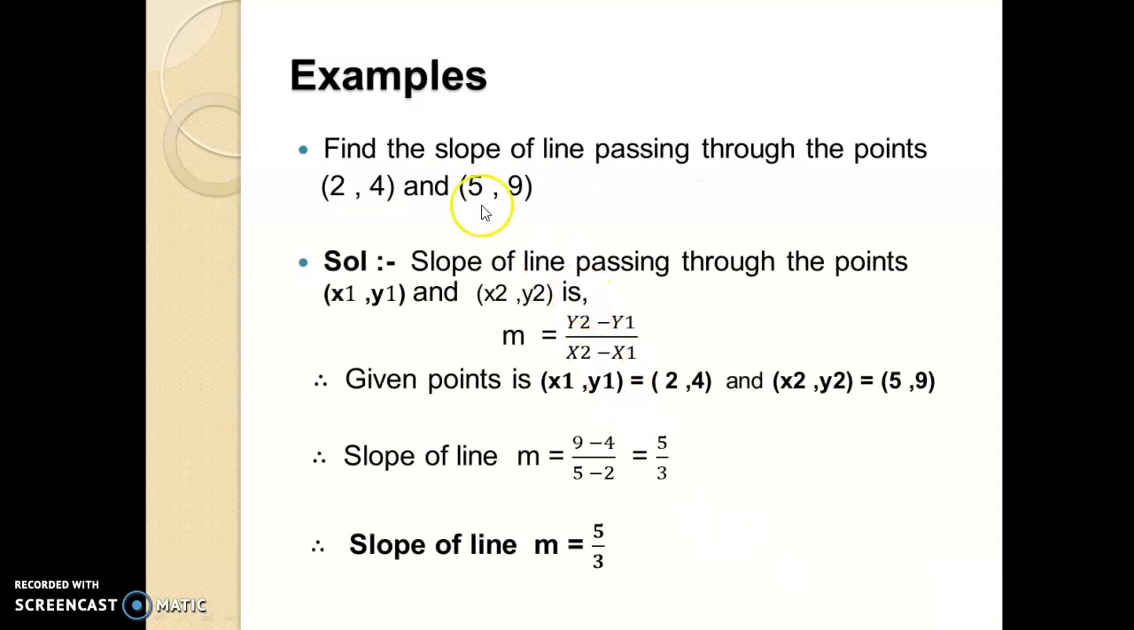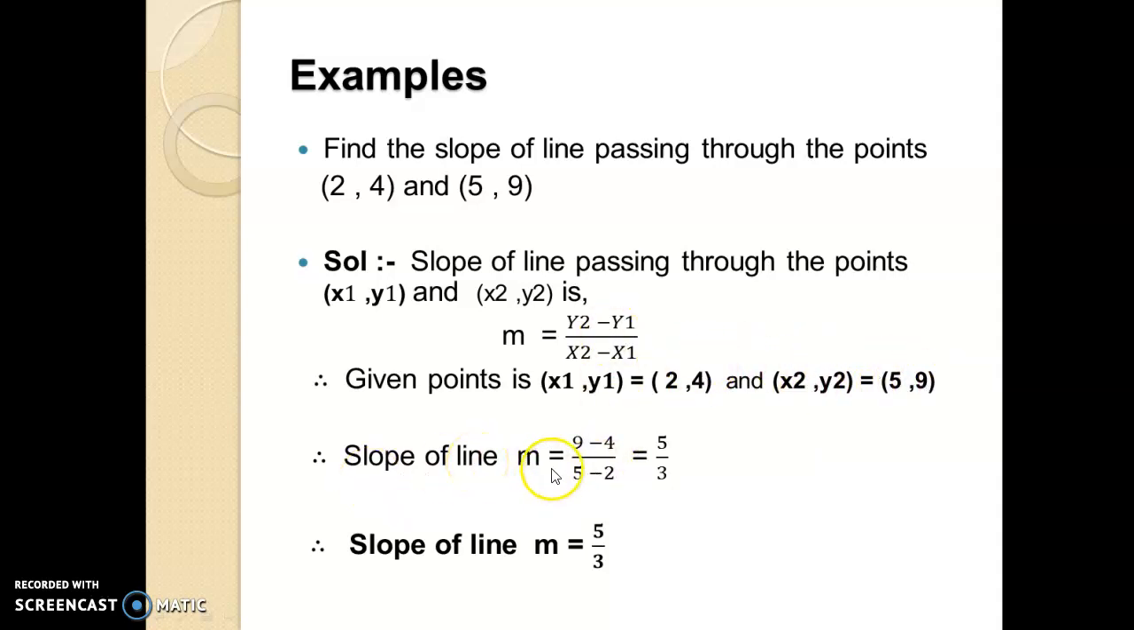Next, find the slope of the line passing through the points (2, 4), this is the first point, and the second point is (5, 9). Let us see the solution. The slope of a line passing through the points (x1, y1), the first point, and (x2, y2), the second point, is m equals (y2 minus y1) upon (x2 minus x1). This is the formula. Now comparing the given points, (x1, y1) equals (2, 4), and (x2, y2) equals (5, 9). Put these values in this formula.